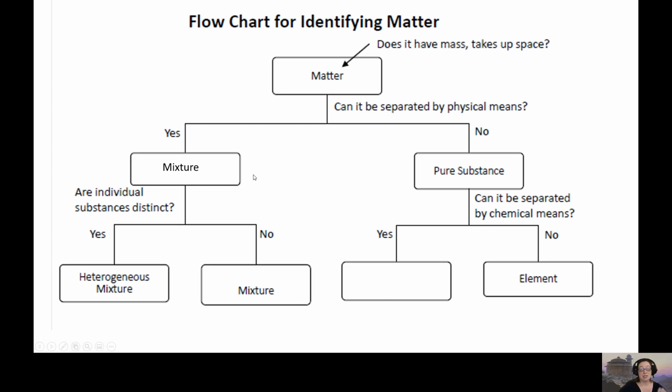Once you know you have a mixture, then you have to identify whether it's a heterogeneous mixture or a homogeneous mixture. So you ask yourself, are individual substances in the mixture distinct? If it's yes, you have a heterogeneous mixture. So think things like gravel, blood, and just milk straight from the cow.